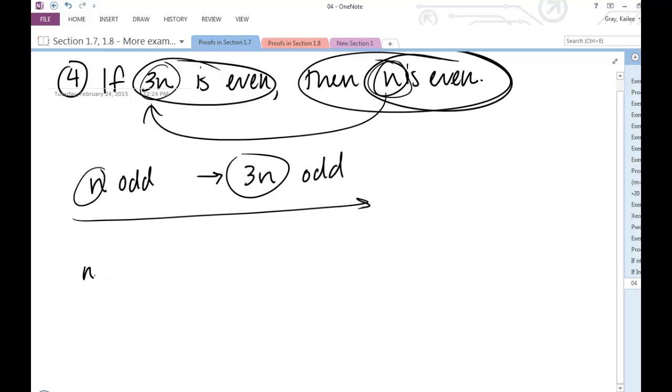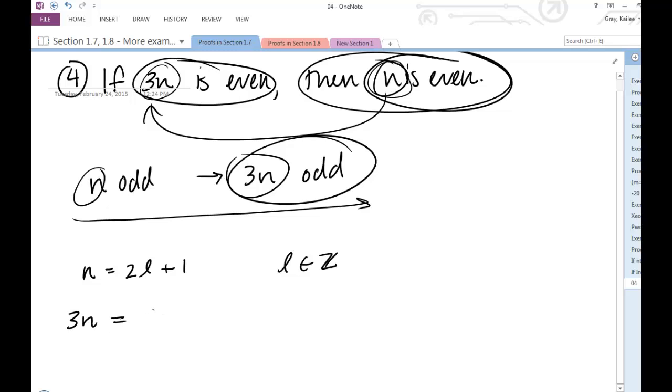So if n is odd, then n is equal to 2 times, let's use L now, some integer plus 1. L is an integer. Then we're trying to figure out and conclude something about our conclusion here. So what's 3n? Well, we're going to multiply that new representation of our integer n by 3. That's going to give us 6L plus 3. Now, we want to show 3n is odd.